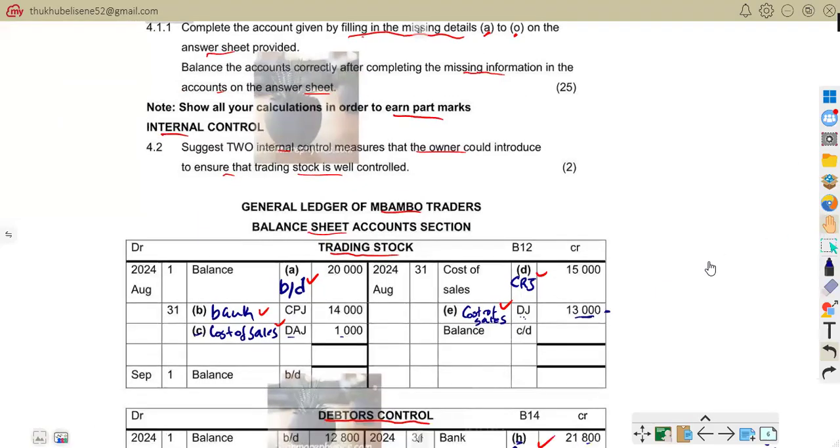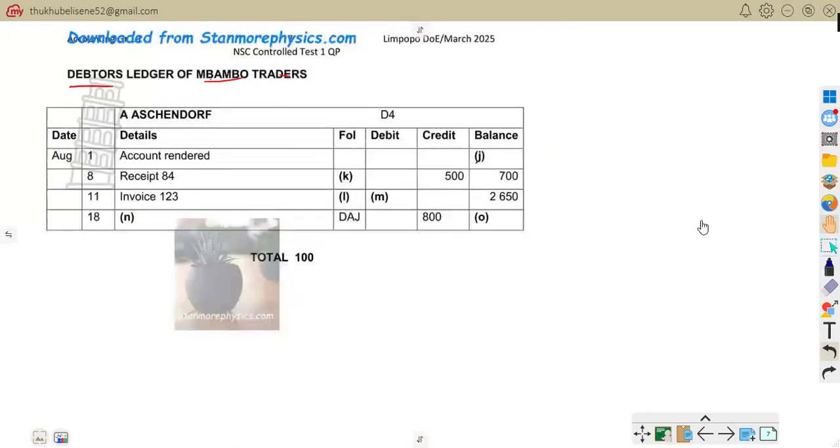Let's go to debtors ledger. Let us be on debtors ledger. So we are told that after paying 500, which is this amount, the balance was 700. This is what we are told with these given amounts. We are told that after paying, the balance is equal to 700.